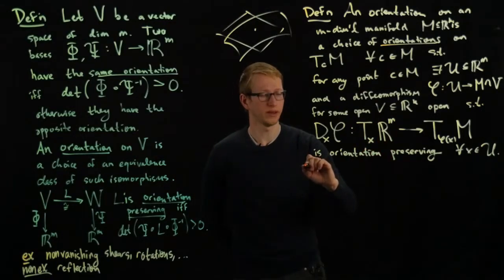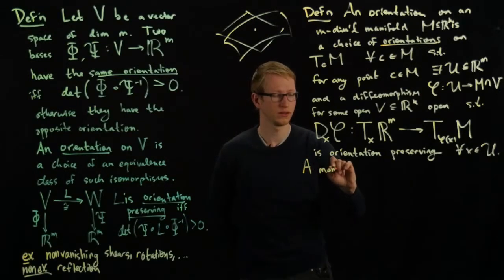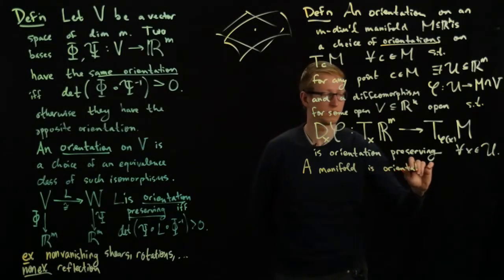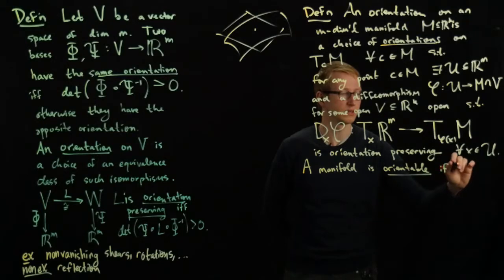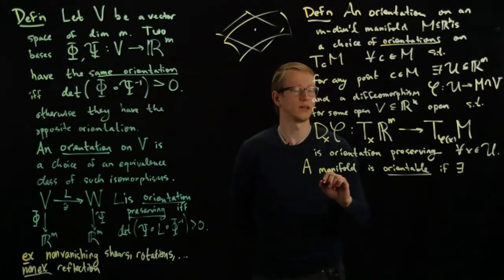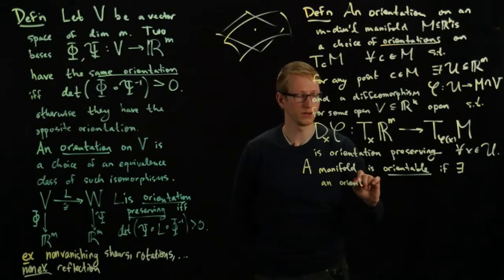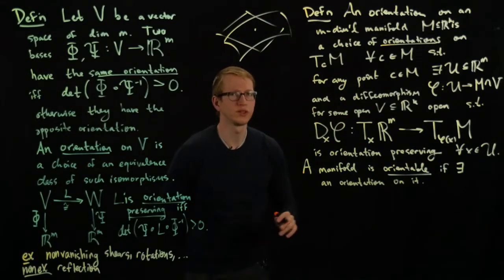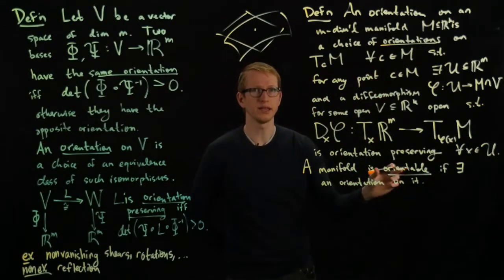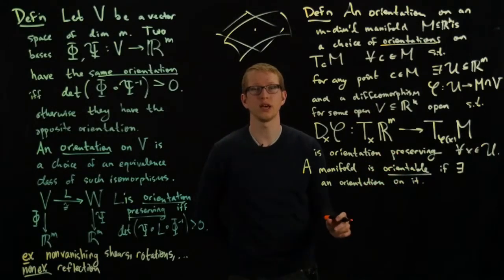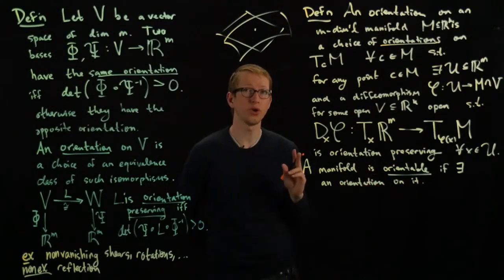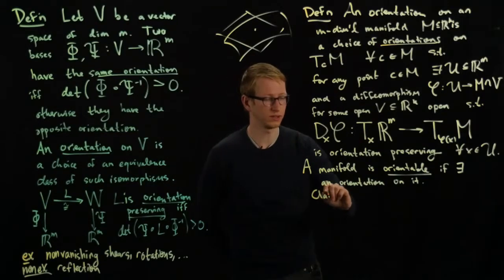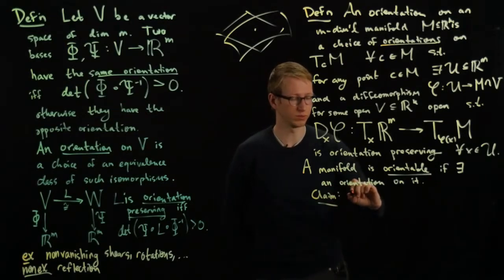And one more thing, just some notation, a manifold is orientable if there exists an orientation on it. So the slight difference between this and this is that here I don't pick an orientation, I just know that one exists. And it turns out that there are only two orientations if they exist on any manifold. So let me leave that to you as a claim. This is not too difficult to prove.